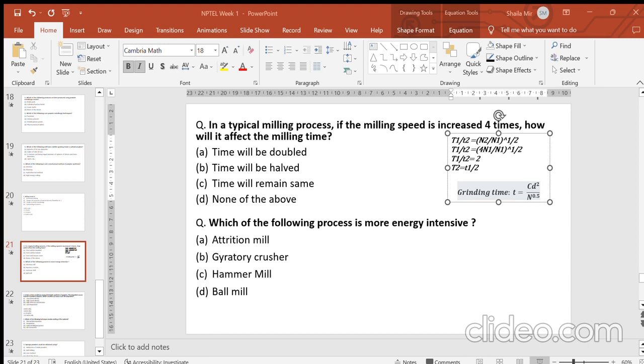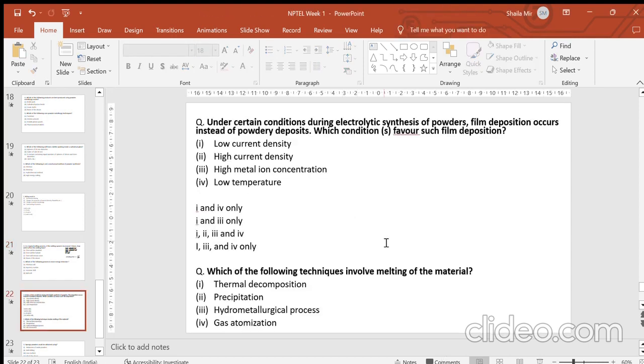Okay. Now next question is, which of the following is more energy intensive? Attrition, gyratory, hammer mill, or ball mill? Any answers? The answer is attrition mill.